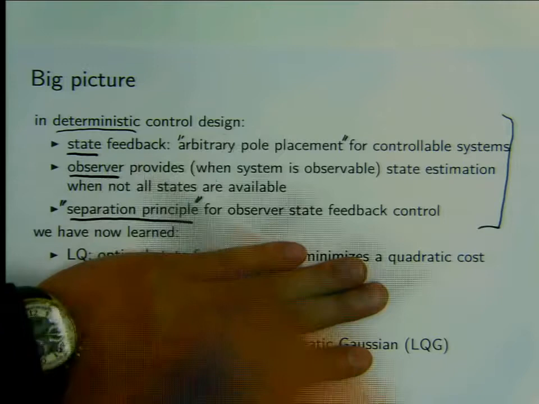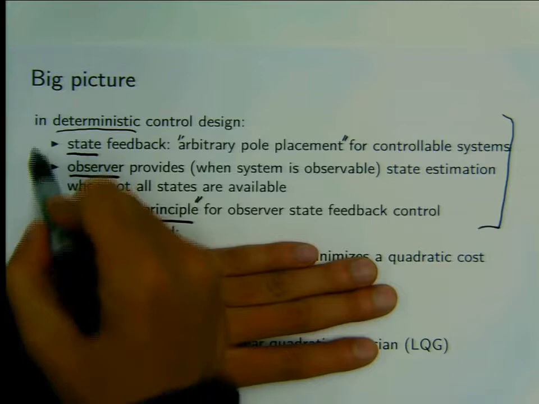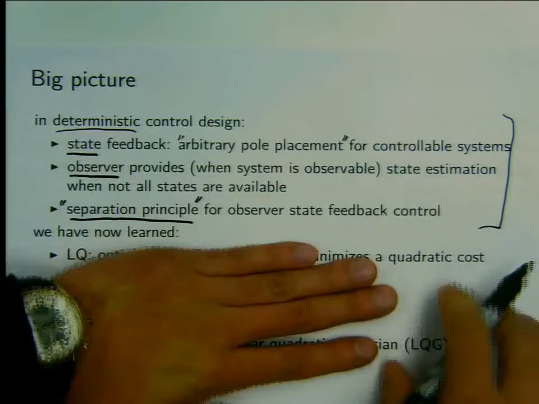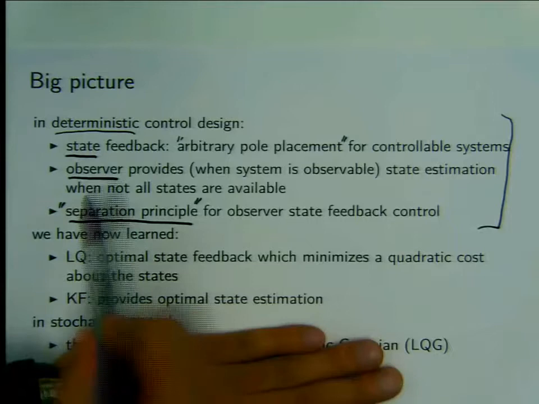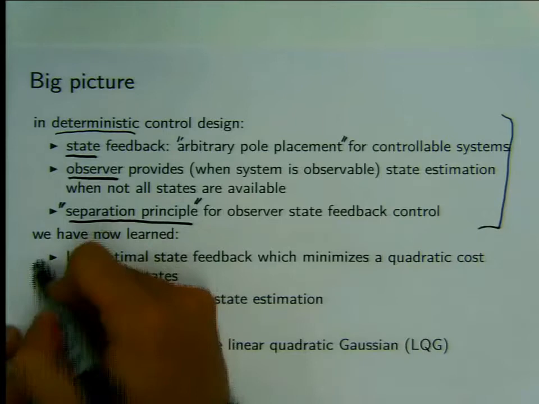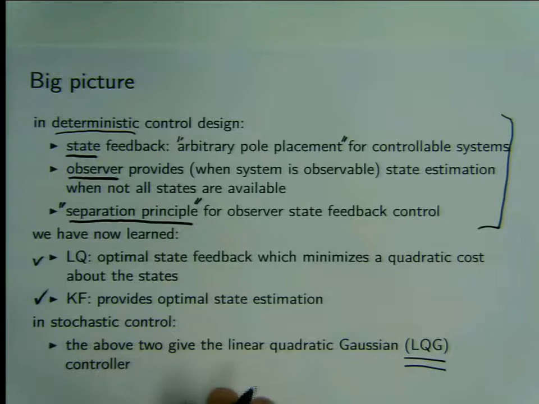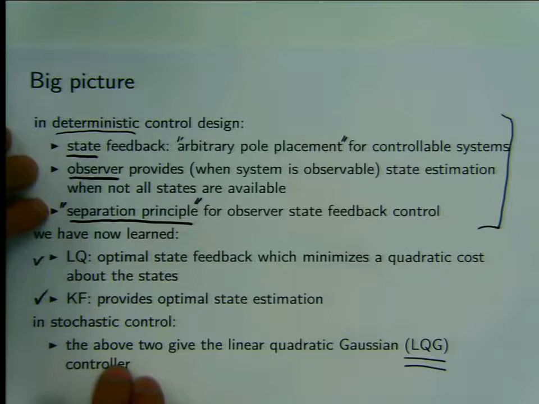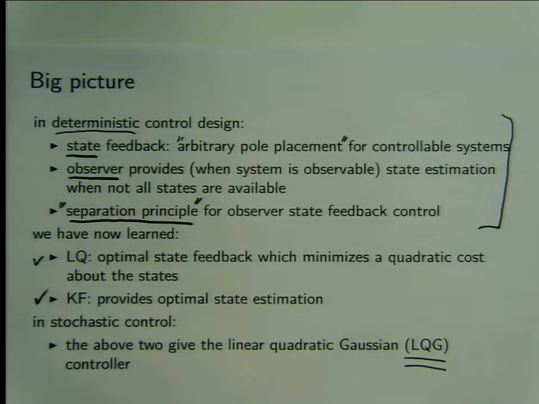All right? Now, we have mentioned this idea before. LQ is nothing but a special state feedback. It's optimal in the sense that it is minimizing a quadratic cost function. And Kalman filter is a special observer. It's optimal in the sense that when we have the noise term, we optimally estimate the state out of the noise. And these two combined together give us LQG, which, as you can imagine, is a similar concept to observer-based state feedback. It's just optimized in certain metrics.